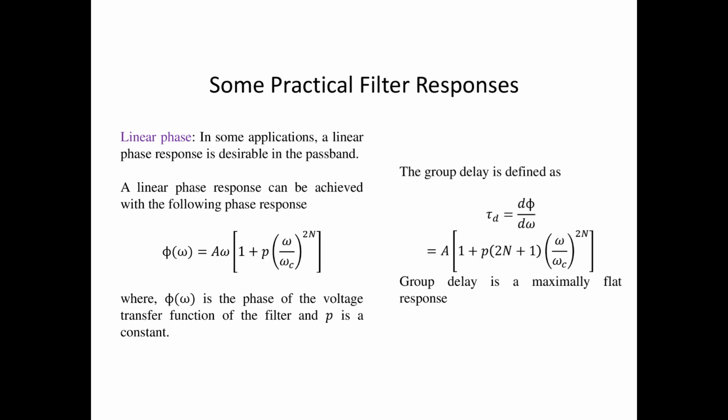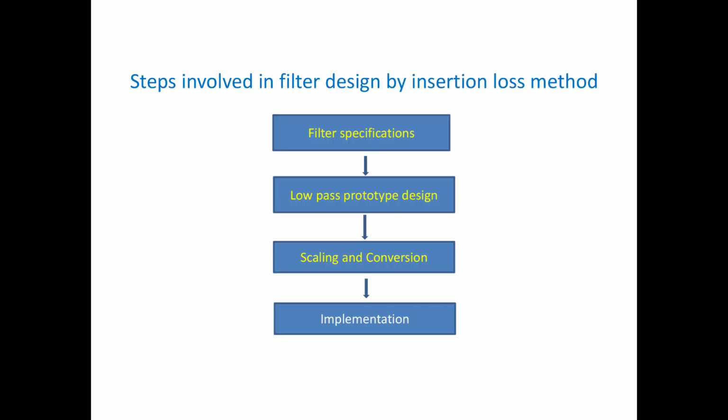Some practical filter responses: linear phase. In some applications, a linear phase response is desirable in the passband. A linear phase response can be achieved with the following phase response. Phi of omega is equal to A omega (1 plus p (omega by omega c) to the power 2N), where phi of omega is the phase of the voltage transfer function and p is a constant. The group delay tau d is equal to d phi by d omega. Group delay is a maximally flat response.